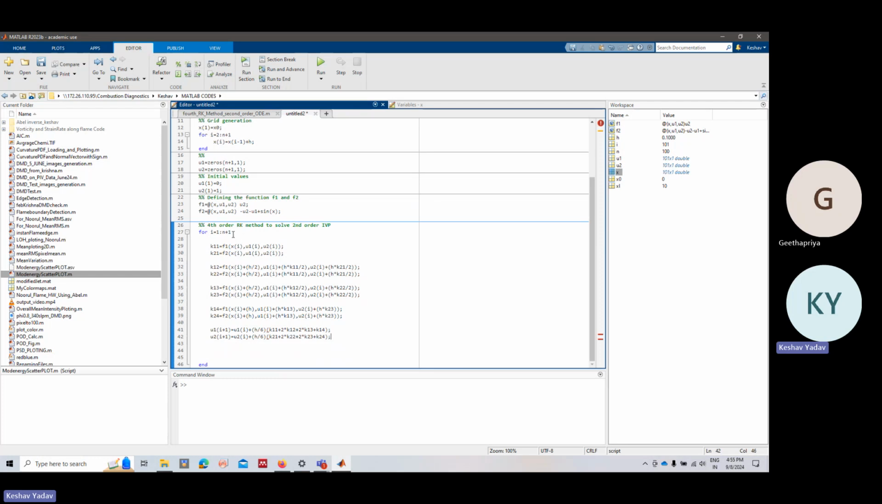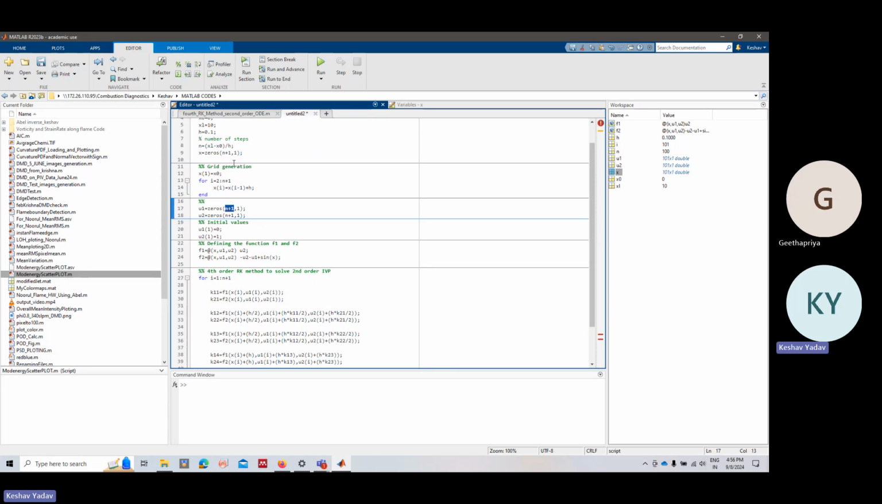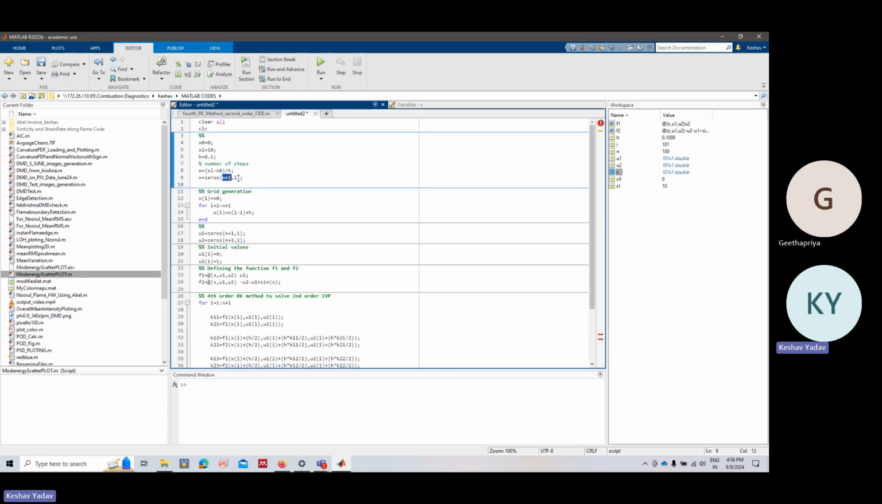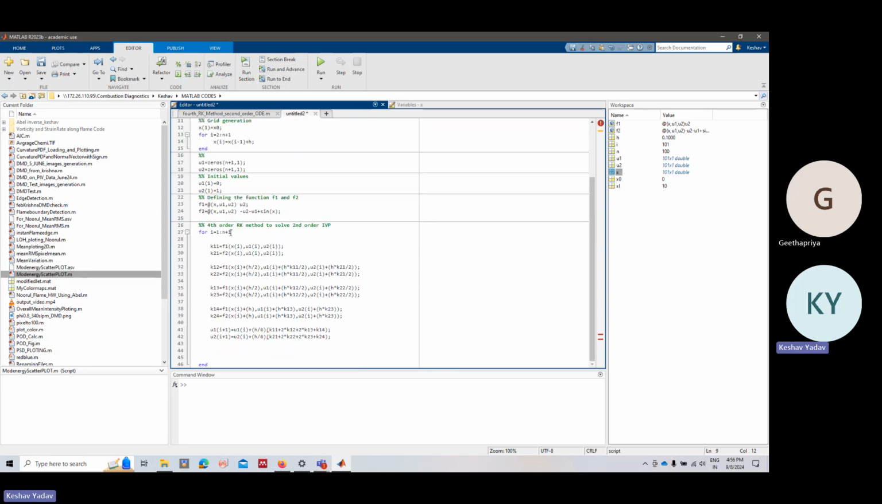Now if you see, how many elements do we have? N plus 1 in the grid. So when i equals N plus 1, it will try to define the i plus 2 term. That's why I need to go from i equal to 1 to N only.